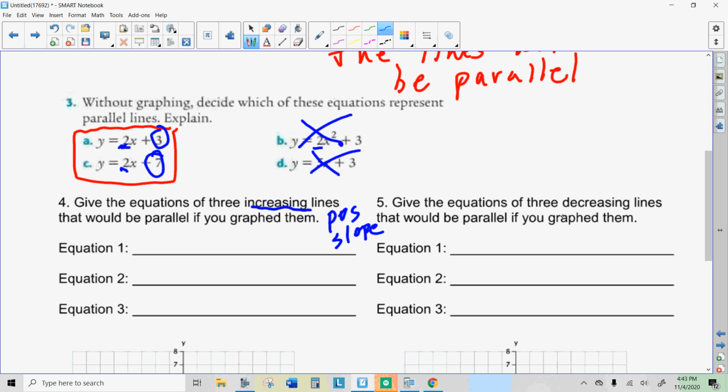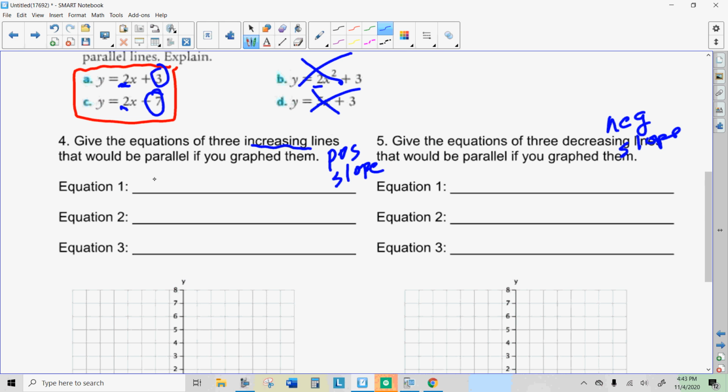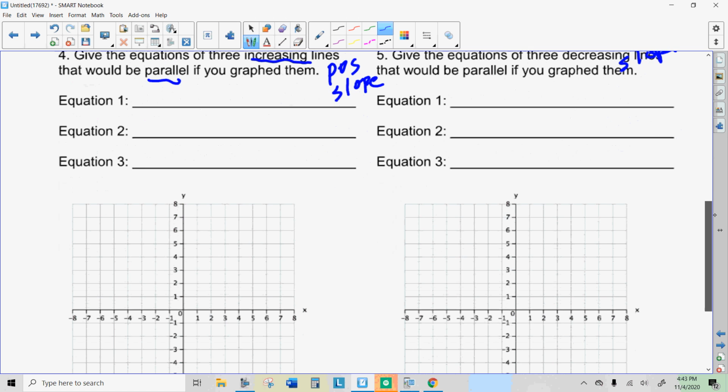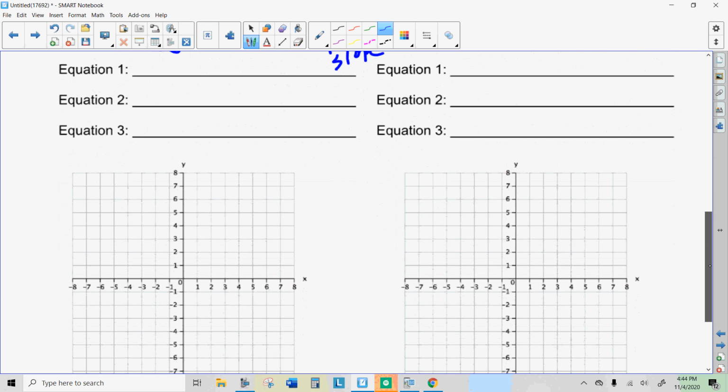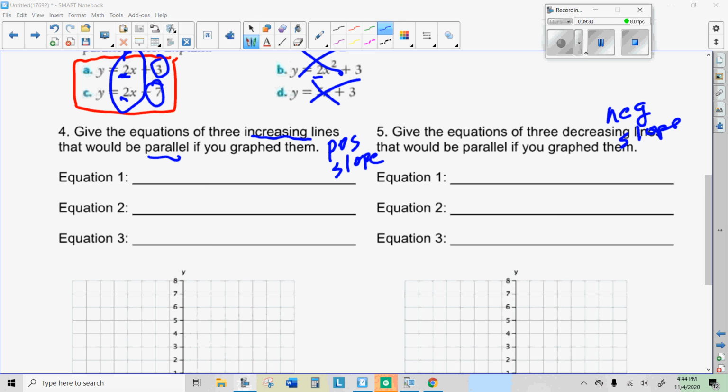and to get decreasing lines, the slope has to be negative. So here's what you're going to do. You're going to write 3 equations that you think will be increasing and be parallel. So we just learned that in order to be parallel, the coefficients have to be the same, but the y-intercepts have to be different. Okay, and then you're going to do 3 decreasing lines, so they will have negative slope. So go ahead and give that a shot, and then use your calculator or Desmos to make the graph and sketch the graph for those 3. All right, I'll check back with you to see how you did on that.